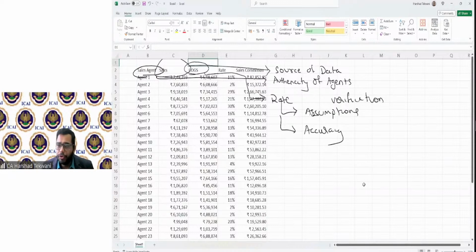Now, the first question that I will ask is definitely on the source data that is there. Where is it coming from, what is the reason, what is the source of the data that you are picking up? Number two is the rates, obviously. Number three is the agents, whether the agents are there. Number four is the accuracy.